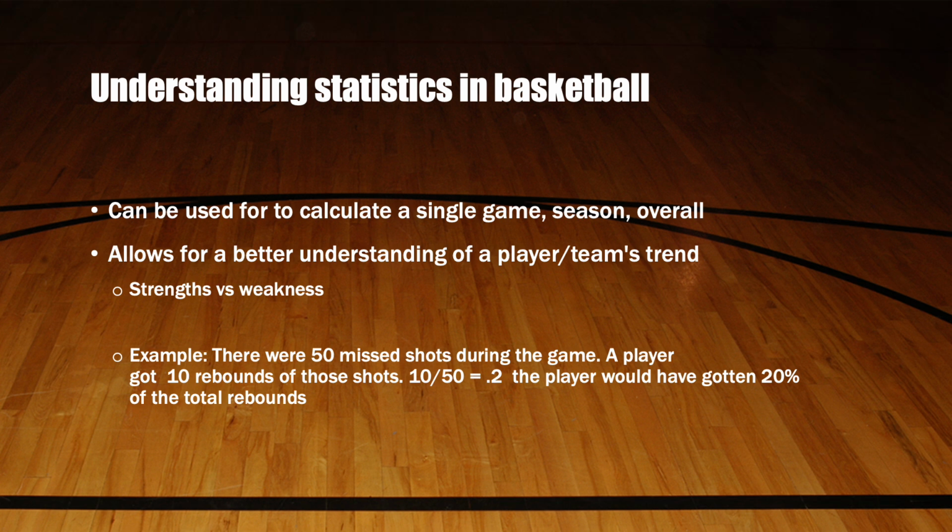Understanding statistics in basketball. So why do we want to understand? We want to understand statistics so we have a better understanding of the team's weaknesses and strengths and how the team or a player is doing. Again, it can be used for a single game, a season, or overall. One example that I wanted to include is if there were 50 missed shots during the game and a player got 10 rebounds of those shots, we would take 10 divided by 50, which would equal 0.2, and we would understand that that player would have gotten 20% of the rebounds. This is a very basic statistic that could be used within basketball to better understand how a player did.